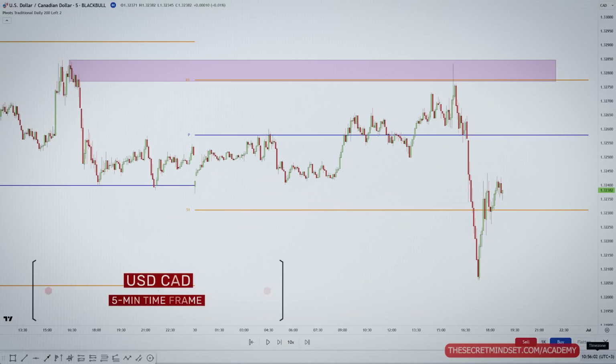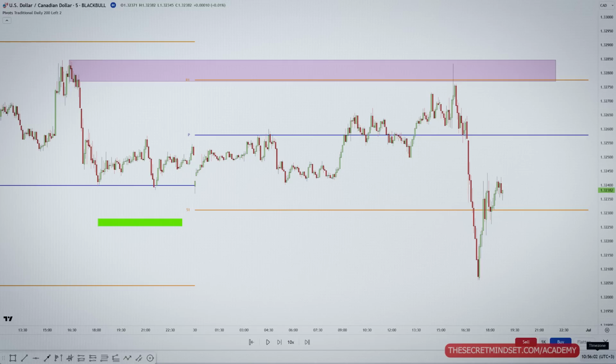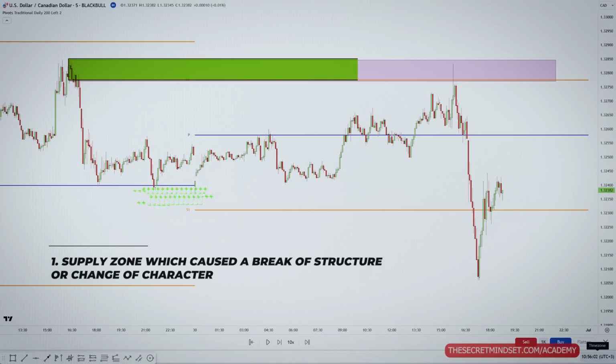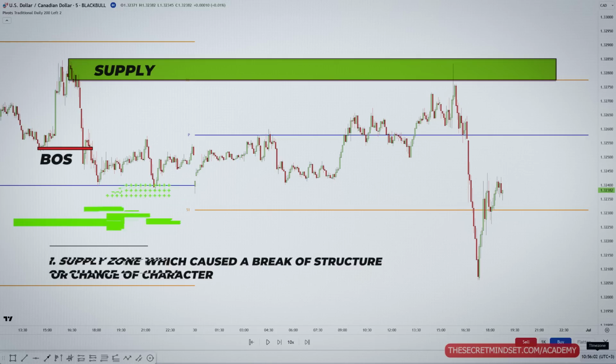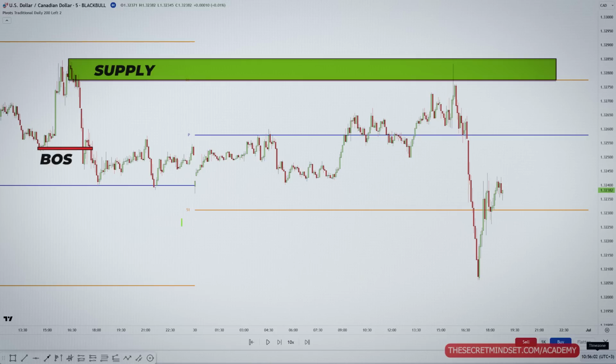We are analyzing the 5-minute time frame of US dollar versus the Canadian dollar, looking for a potential sell trade. Step number 1. We found the supply zone, which caused a break of structure or a change of character. This is the zone where sellers are likely to step in, potentially leading to a reversal or a change in market's direction if price returns to it. You mark the last bullish candle before the drop, or the cluster of candlesticks where selling pressure has historically emerged.